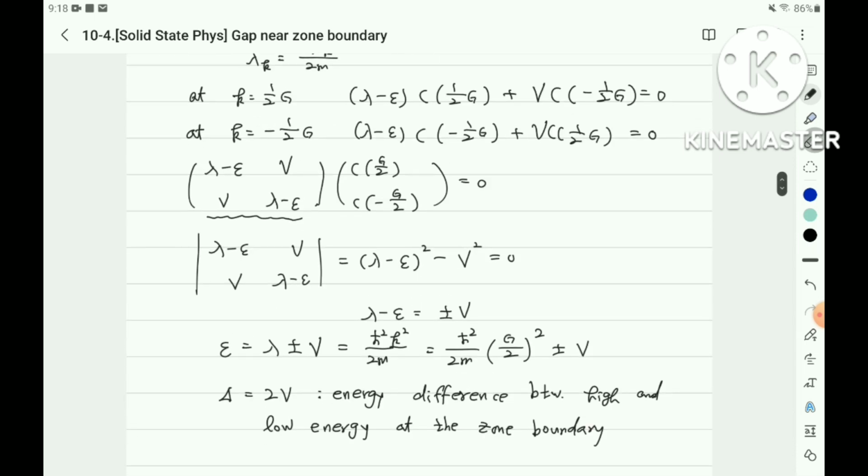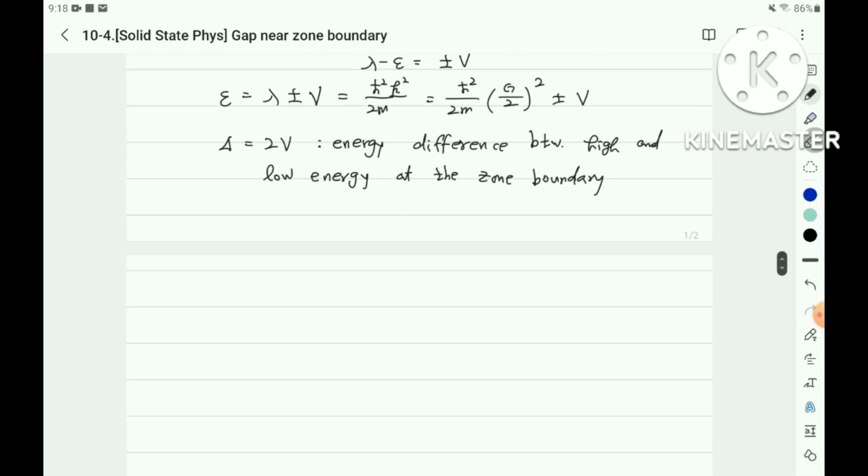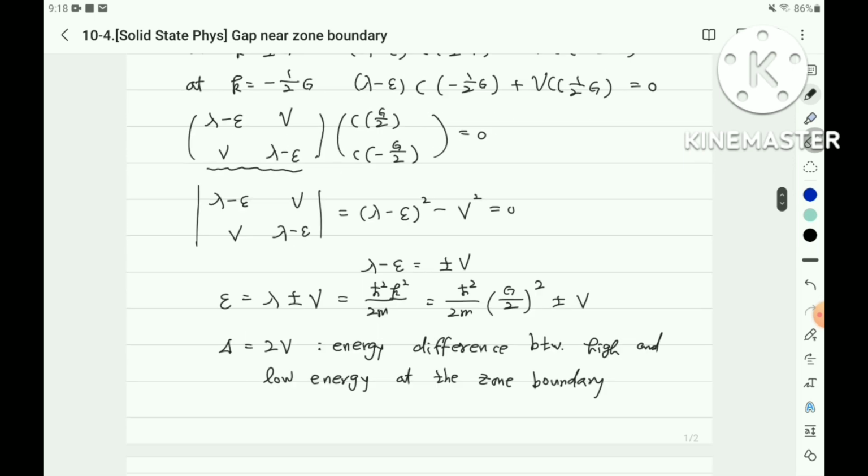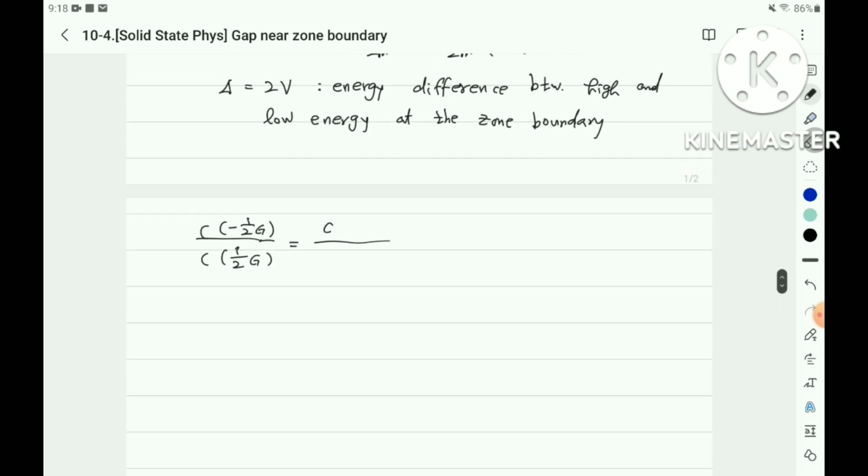Here, from this equation and from the central equation, the ratio of these coefficients can be written like this: (C_{-1/2 G})/(C_{1/2 G}) is, from this relation, (epsilon minus lambda)/V, it is plus or minus 1. Therefore, the amplitude of this coefficient can be chosen as unity.